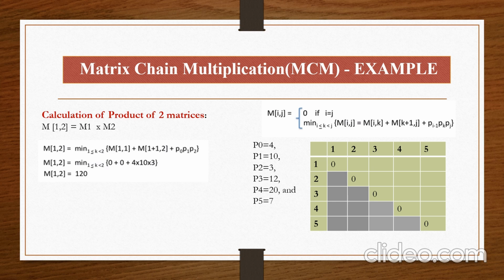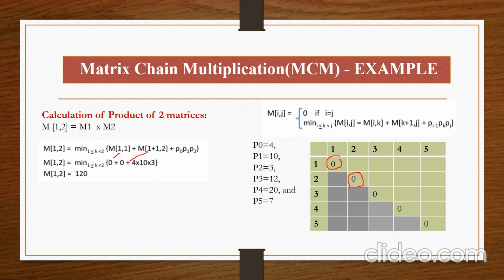So we have these values for p0, p1 and p2 already given in the problem. When I solve this, it will be m[1,1] plus m[2,2]. We already know that m[1,1] is 0 and m[2,2] is also 0. So these two values will end up as 0 and 0. So we need to multiply only p0, p1 and p2. When we multiply, we will get 120.